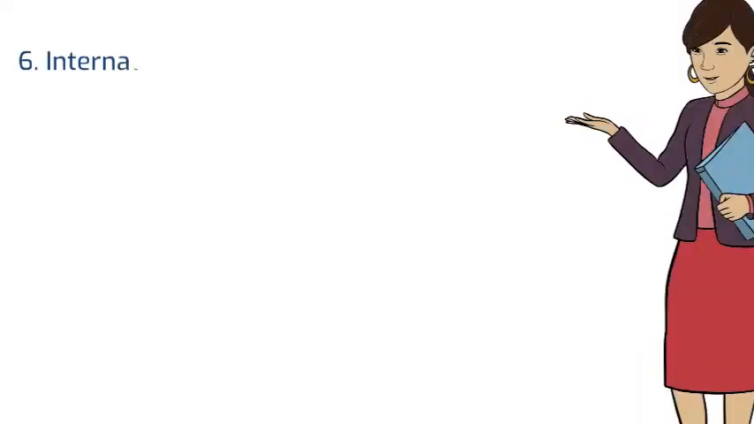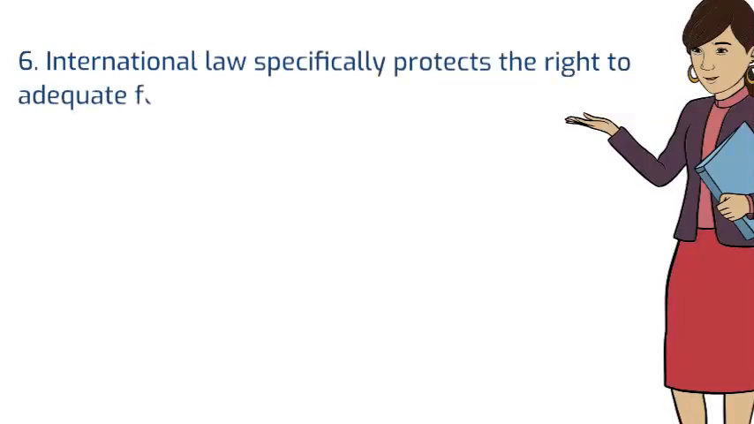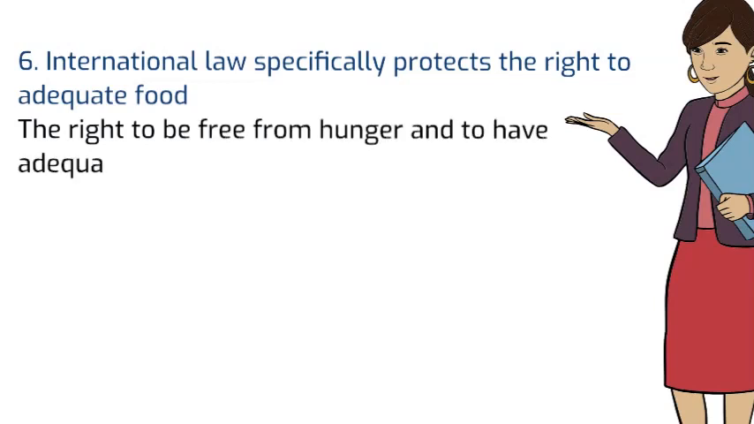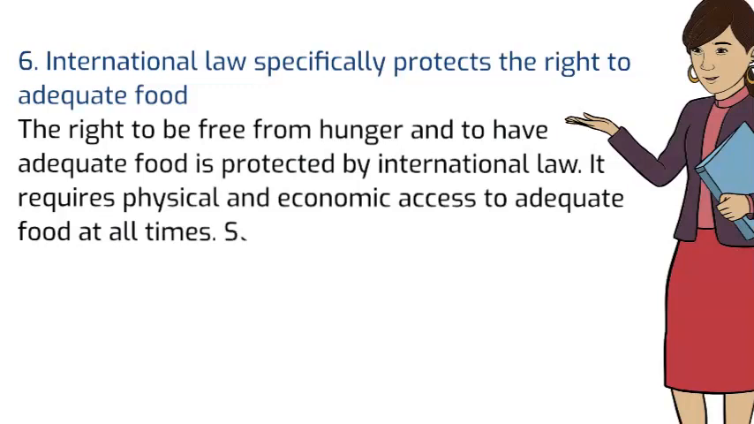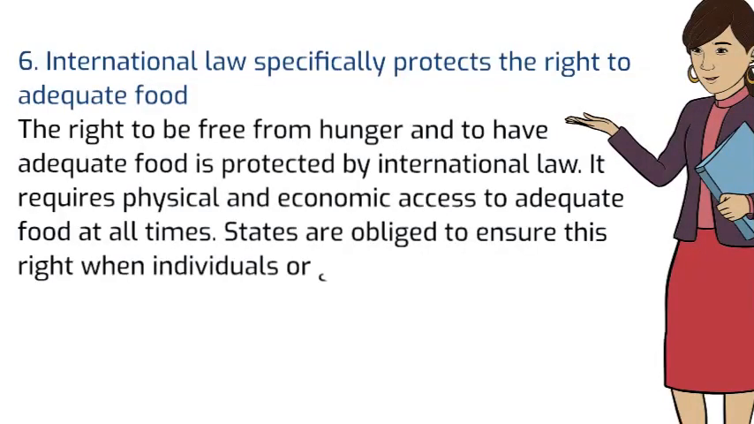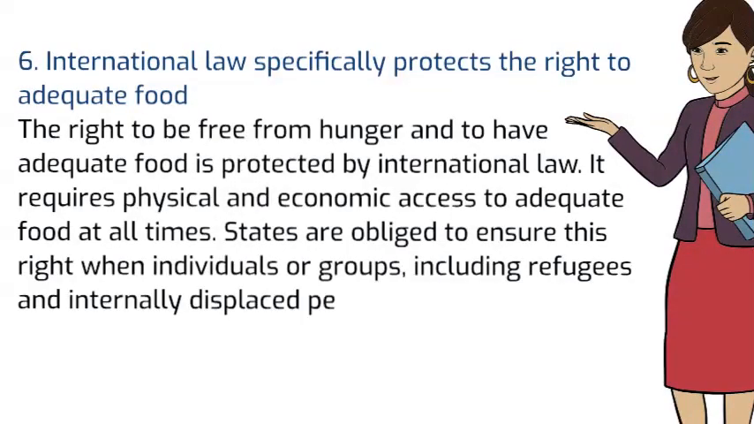6. International law specifically protects the right to adequate food. The right to be free from hunger and to have adequate food is protected by international law. It requires physical and economic access to adequate food at all times. States are obliged to ensure this right when individuals or groups, including refugees and internally displaced persons, are unable to access adequate food, including in crises.